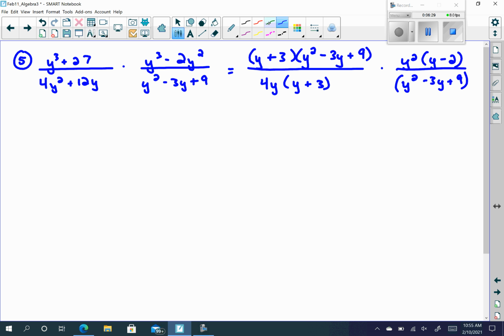All right, and now we can just cross out. So the trinomials match, the y plus 3's cross out, and then down here, this y is going to cross out with one y here, so I'm left with another y up there. So now my final answer is going to be a y times the quantity y minus 2 in my numerator, all over 4.